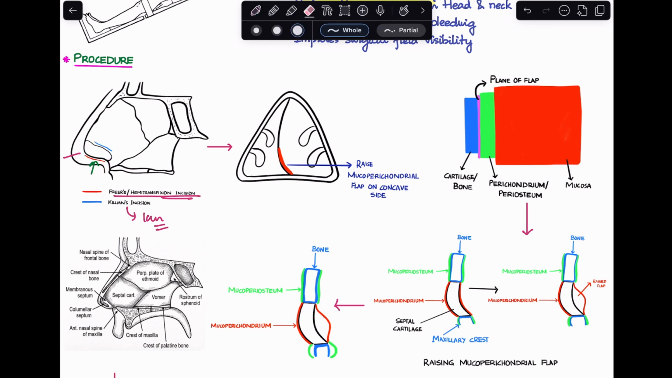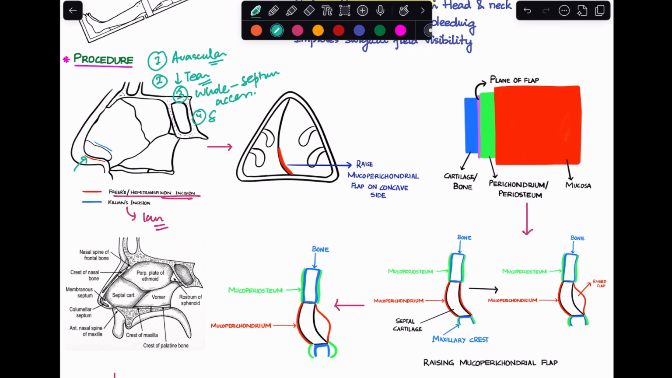Let's talk about the first advantage. First of all, the site at which you have placed the incision is a very avascular site, as a result of which bleeding will be less. Second, the mucosal edges are very thick in this particular region, which reduces the risk of forming a tear over here. Third, it gives easy access to the whole of the septum. Whole septum access is very easy when you use a Freer's incision. That is why it is also preferable.